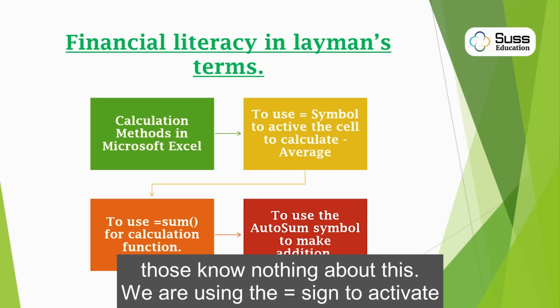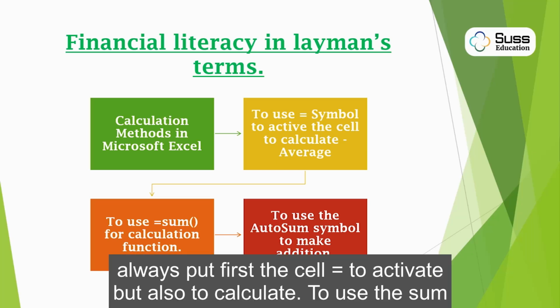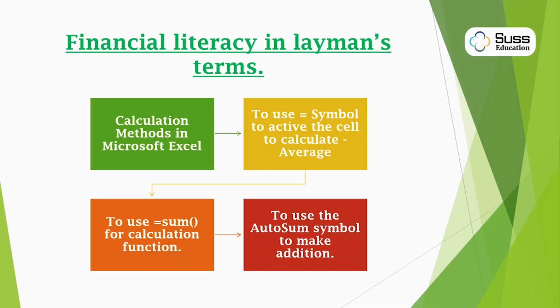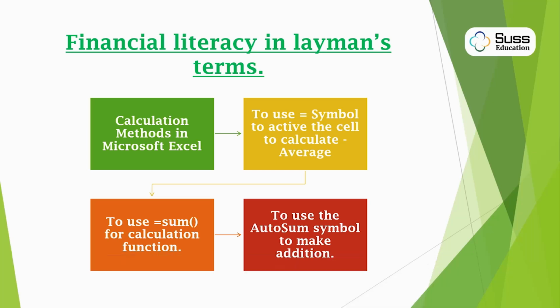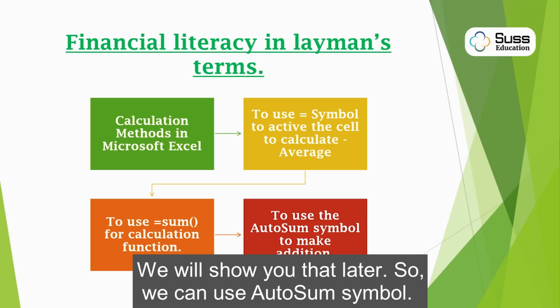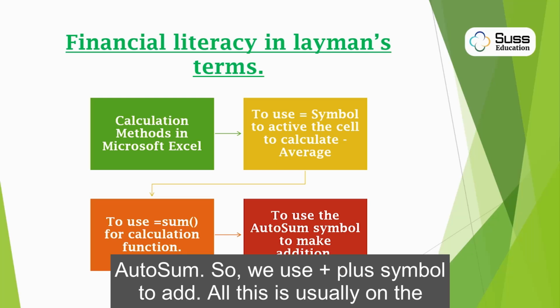We are using the equal sign to activate the cell to calculate, minus to subtract. To use the sum function, we always put first in the cell equals to activate, but also to calculate. To use the sum function, sum and 2 parentheses, and in those 2 we will get the cells. We will show you that later. So we can use the AutoSum symbol. We will go into Home in the Excel page and select the upper right corner AutoSum.